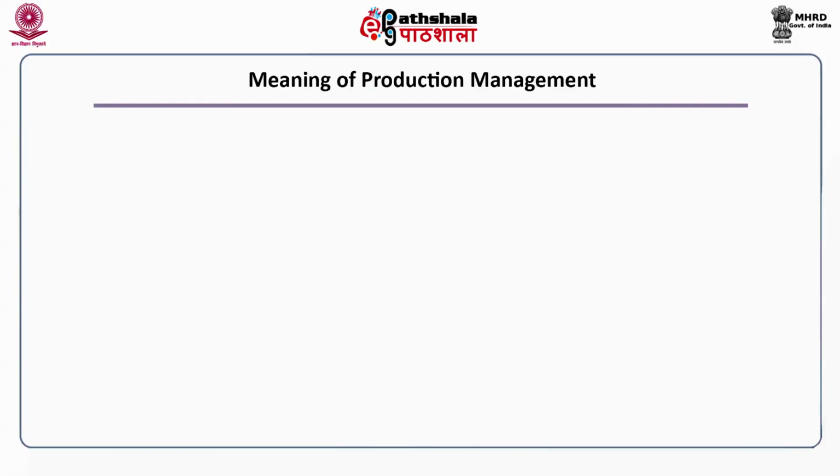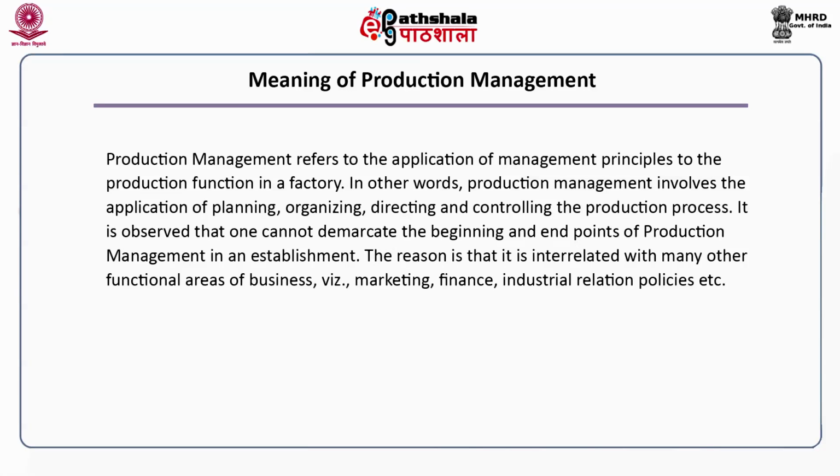Meaning of production management. Production management refers to the application of management principles in the production function in a factory. In other words, production management involves the application of planning, organizing, directing and controlling to the production process. It is observed that one cannot demarcate the beginning and the end points of production operation management in an establishment. The reason is that it is interrelated with many other functional areas of the business like marketing, finance, industrial relation policies, etc.